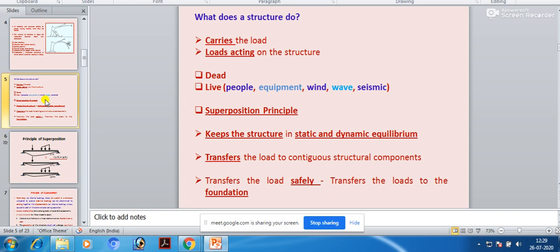So dead load is very easy to consider. Dead loads are very easy to consider, because dead loads are not moving at all.